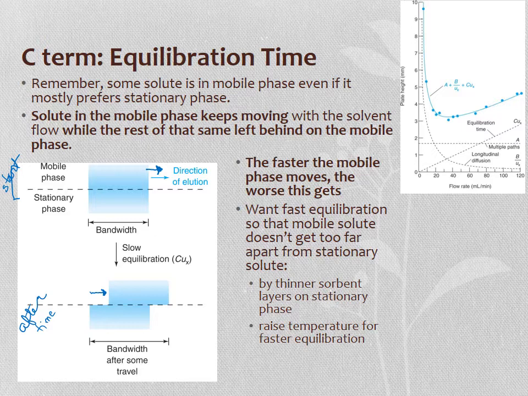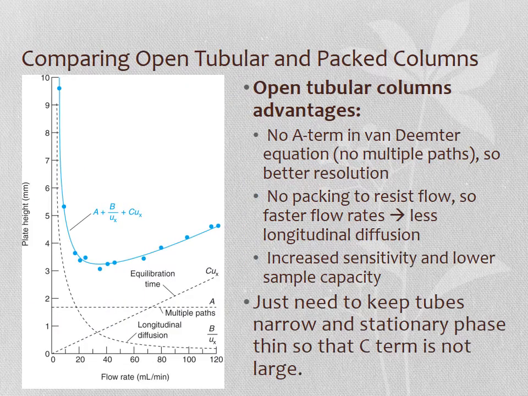So the faster the mobile phase moves, the higher the flow rate is, the worse this phenomenon gets, because those molecules in the mobile phase are leaving behind their other molecules that have the same properties as them that are on the stationary phase. So you want to have a fast equilibration in and out of the store so that all of you kind of stay as a pack. And for that reason, usually having a thinner layer will help, and you might also raise the temperature. That way you don't get too far away. Or of course you can manipulate the flow rate.